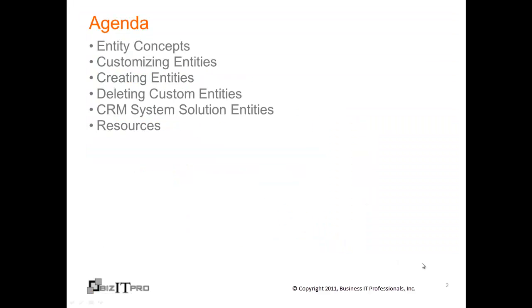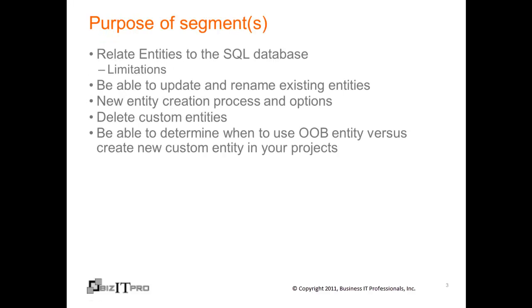On the agenda for this segment, we'll start off with the concepts about entities, do a little customization and renaming of entities. We'll create an entity. We'll go ahead and delete a custom entity. And then we'll spend some time going through the CRM system solution entities, also known as the out-of-box entities, and talk about what special support Microsoft has built into the box to help you understand which entities you might want to reuse within the CRM system solution versus creating from new. And finally, we'll end up with the resources slide.